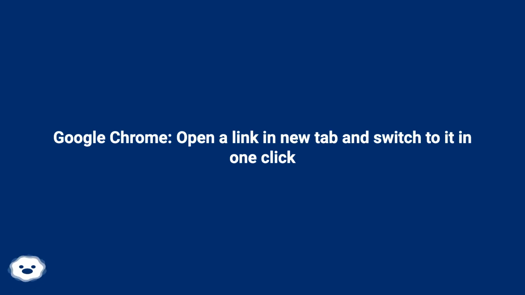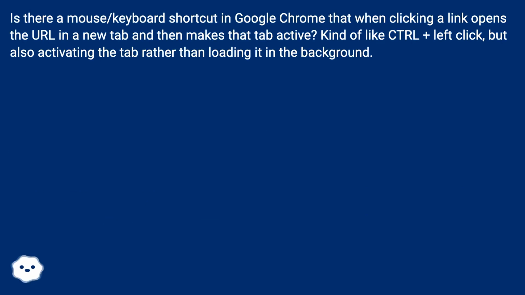Google Chrome, open a link in new tab and switch to it in one click. Is there a mousey keyboard shortcut in Google Chrome that when clicking a link opens the URL in a new tab and then makes that tab active? Kind of like Control plus left click, but also activating the tab rather than loading it in the background.